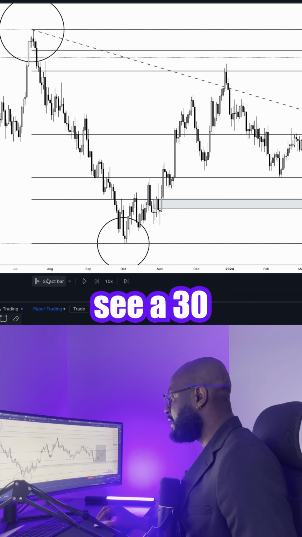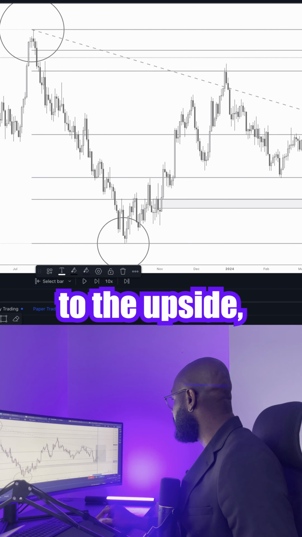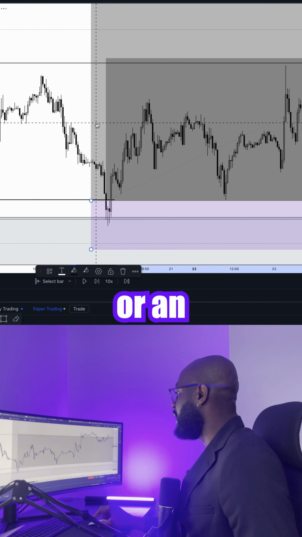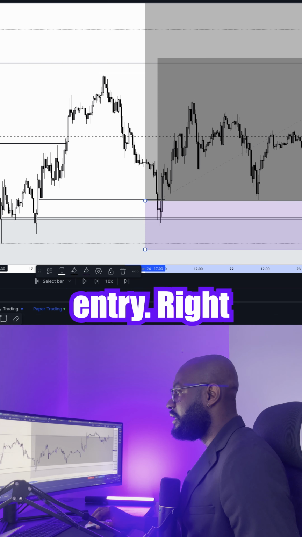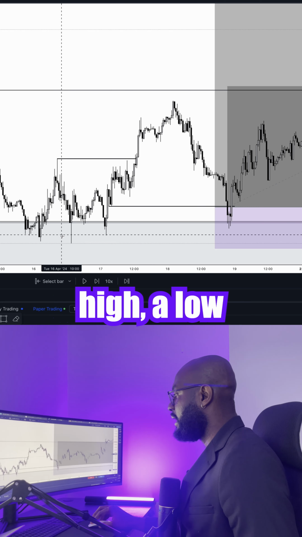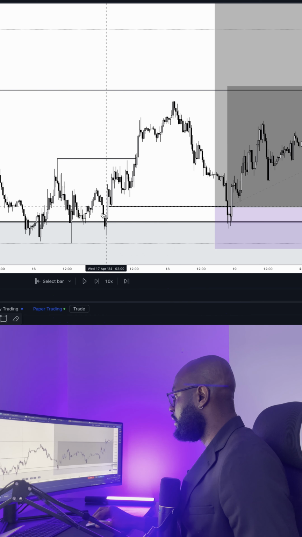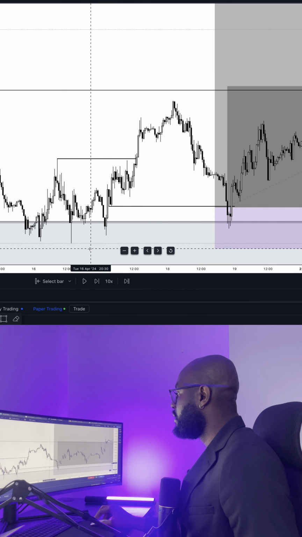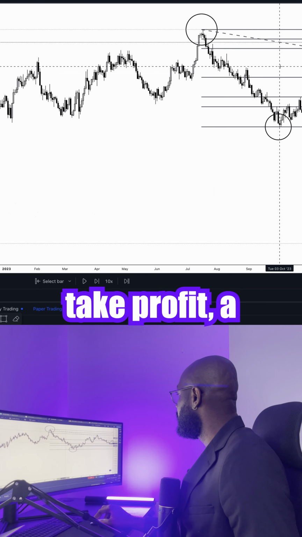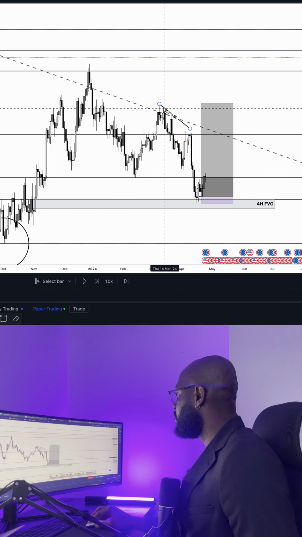The moment I see a 30 minutes break of structure to the upside, I'm looking for either the last down close candle or an inefficiency to use as an entry. Right here, you can see we'll have a high, a low, break of structure, inefficiency, my entry, stop loss, the low, and my take profit, a low resistance liquidity, resting right here.